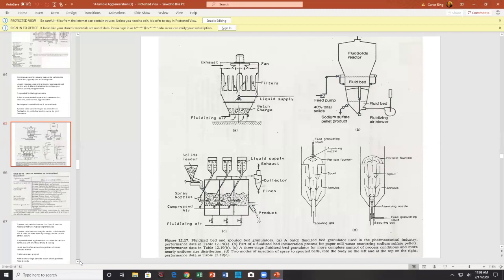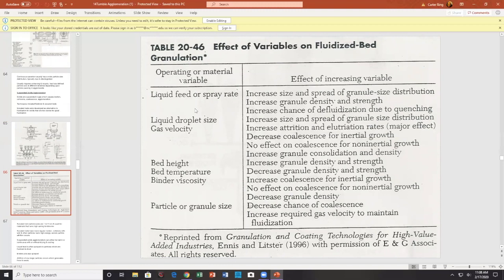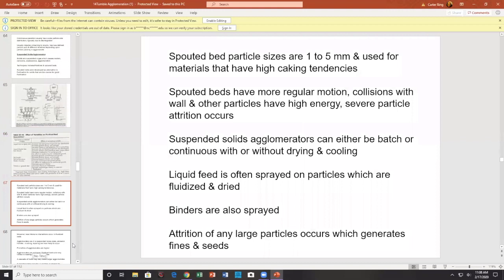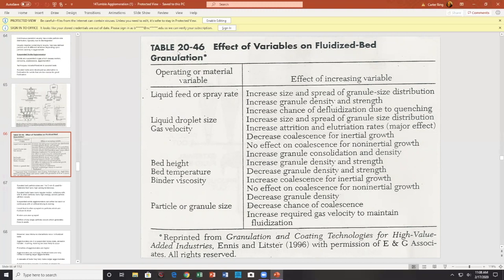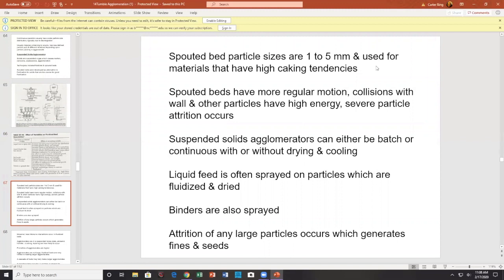We take a look here, fluidized bed granulation, you have variable material and the effect of increasing that variable. All right. Again, I probably lifted that out of Perry's Chemical Engineering Handbook. Anything with a 20 is probably chapter 20 in that handbook. And they got it from this cookbook here, which says spouted beds, 1 to 5 microns, used for materials that have high caking tendencies. Huh. How about that? 1 to 5 millimeters, big.